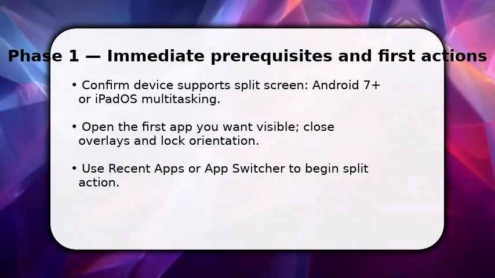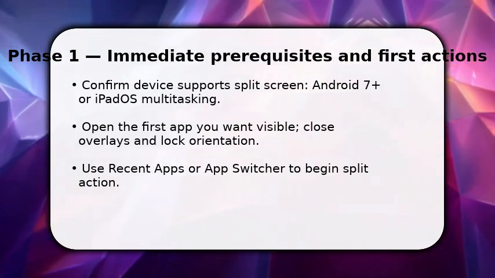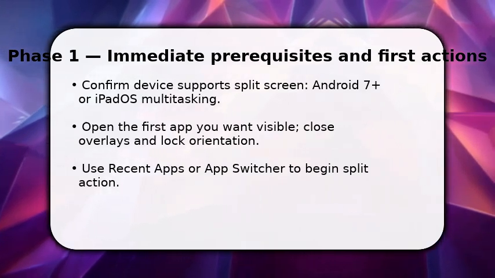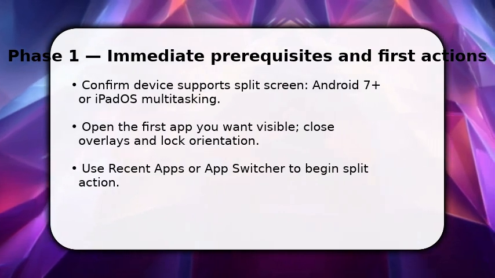Many Android launchers label it differently. If you use gesture navigation, drag the card up and hold. Make sure the primary app is anchored in the top or left pane. This determines flow when you add the second app, so choose intentionally.